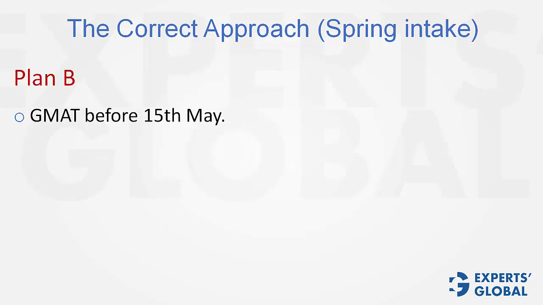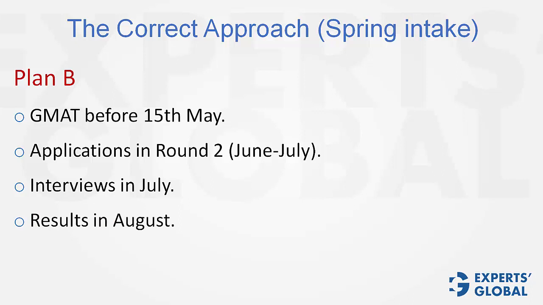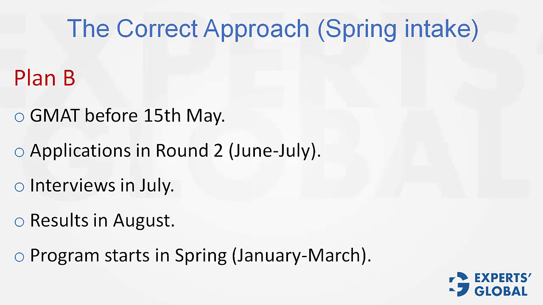Plan B is to take GMAT by 15th of May, target the round 2 deadlines, which are generally in June and July. Interviews would happen in July. The results would be out by August. The program would start in spring. For both the intakes, fall as well as spring, I have not discussed the plan C, which is about targeting the third cycle. That should be avoided.